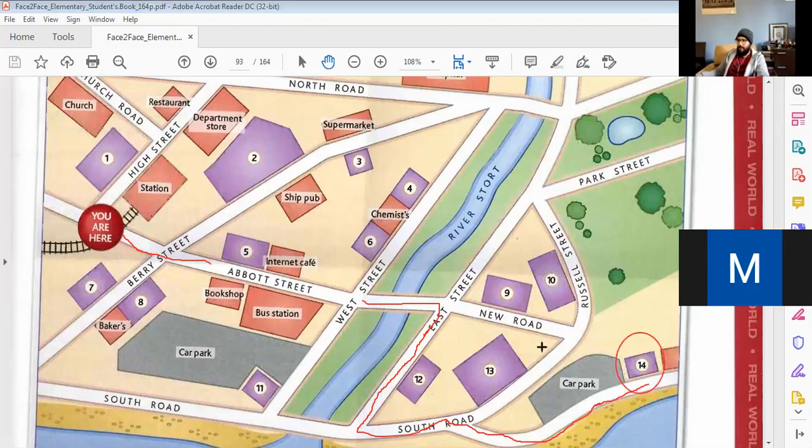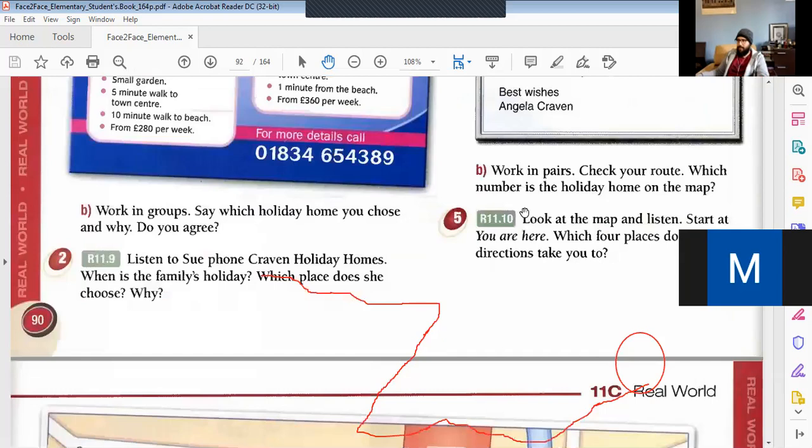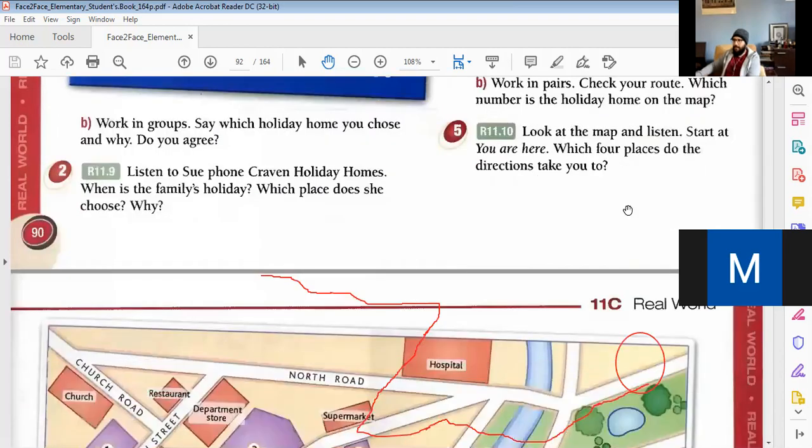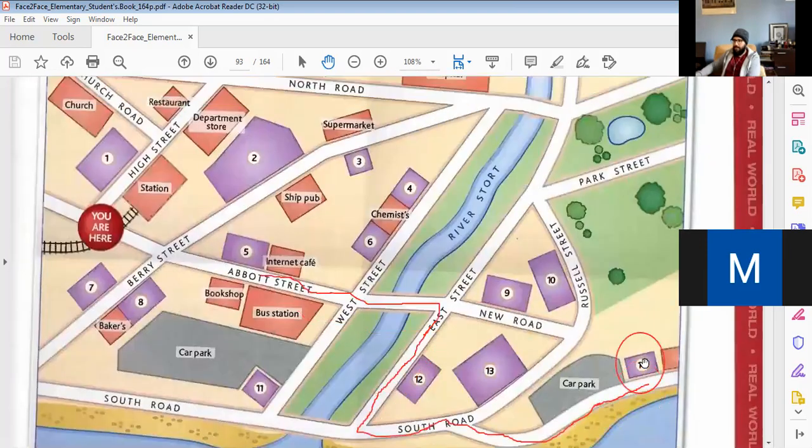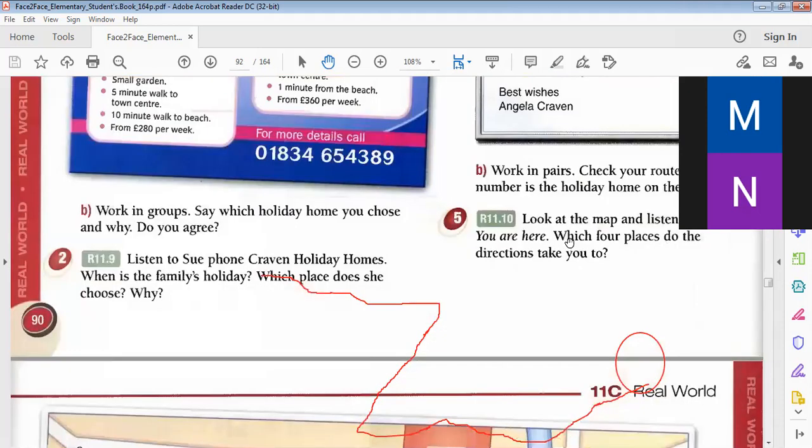Okay. So now we found Benton House. Let's see, maybe they want us to find other places. It says, which number is the holiday home? Okay, so the holiday home is number 14. Okay, so now what we want to do is the same thing, but here we have different places. المرة هذه مش Benton House. So we're going to do the listening and we're going to find the 4 different places in the track, in the CD. So which 4 places do you take directions to?